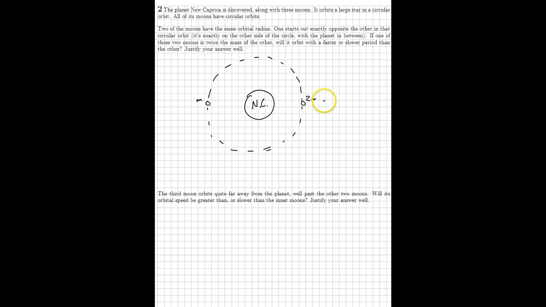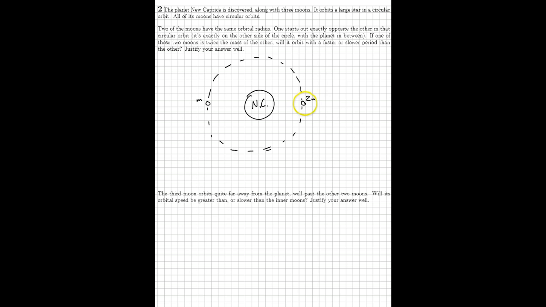So the question is, will the heavier moon orbit with a faster or slower period compared to the other ones? So basically, are they going to stay in this alignment, or is the 2m going to catch up, or is it going to lag behind and the m will catch up?